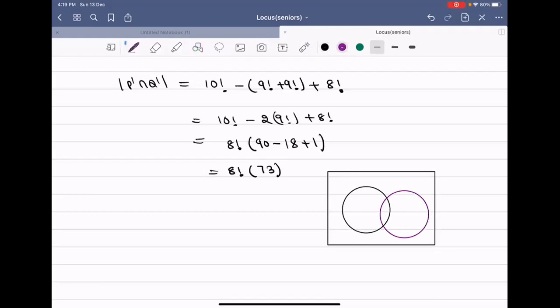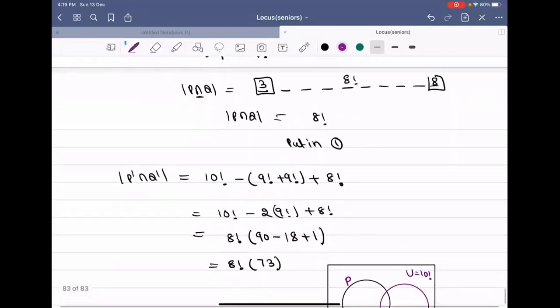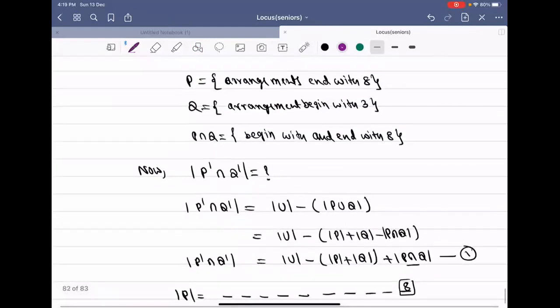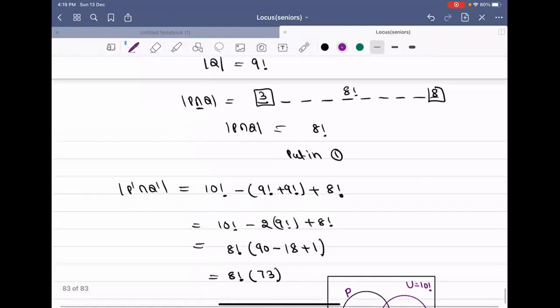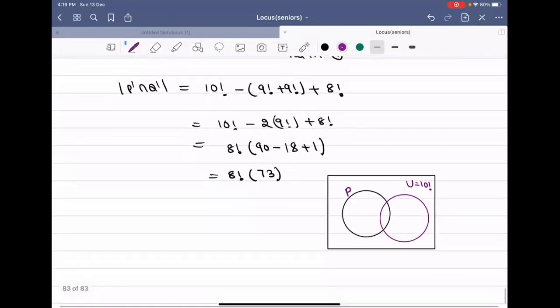okay. So what you do is total number of numbers. Universal set is what here? 10 factorial. Let this whole box area be 10 factorial, okay? The universal set. The rectangle total is the universal set. These are the events. This is P. The P is what? The number of numbers which end with 8. The number of numbers which end with 8 is the P area, the circle area. And the number of numbers which begin with 3 is this area.